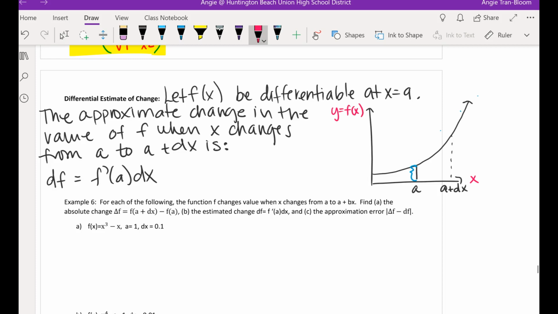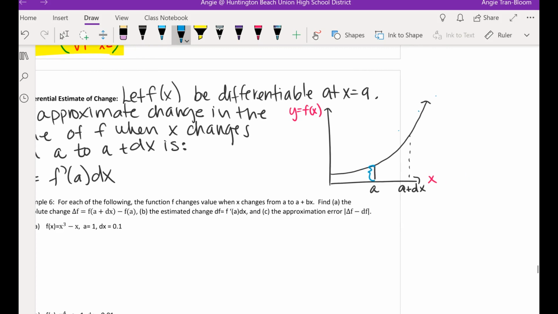So if I pick a, would you agree this blue distance that I just got done doing is the y value of a? So in theory, it's f of a, okay? So that's a y value. If I pick a plus dx, that space to the right, then this right here is the change in x, which is called dx, okay? Again, dx is the change in x.